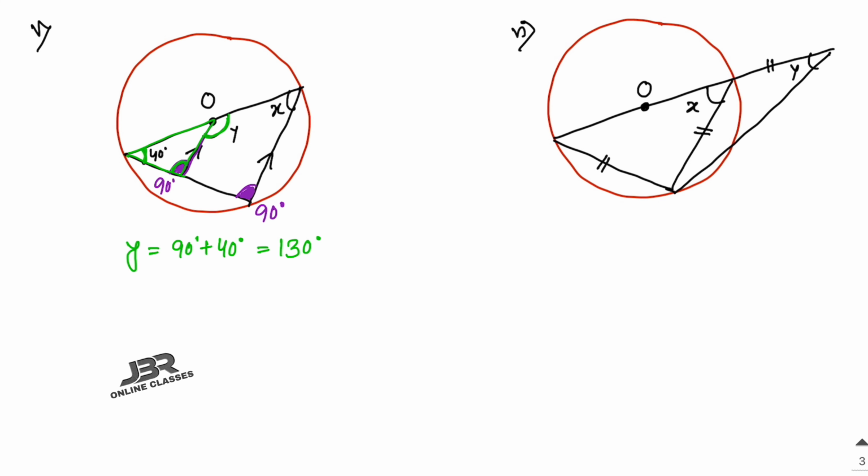Now next thing, you have to find out the angle x. So in this triangle, mark it in red. In this triangle, this angle equals 90 degrees, this one equals 40 degrees. So 90 plus 40 is 130. So definitely x equals 180 minus 130, and that equals 50 degrees as your answer.